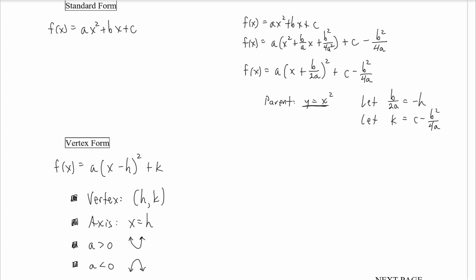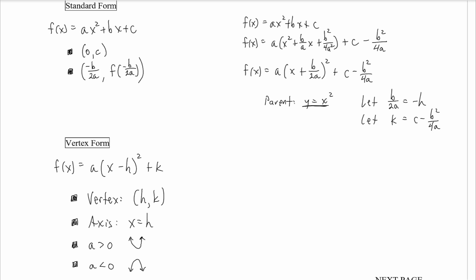Whereas with standard form, right away we know that (0, c) is the y-intercept. So plug in 0, and y equals c is the y-intercept. So we get that immediately. If you want the vertex, it's a little bit more work. The vertex is shifted left b over 2a, so the x-coordinate is negative b over 2a. And then to get the y value, you have to plug that into the function.